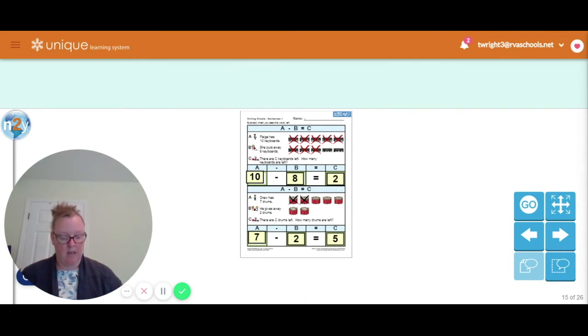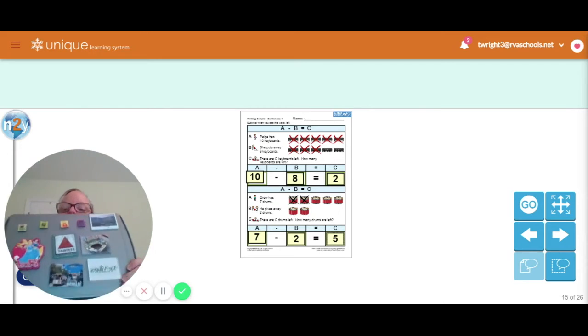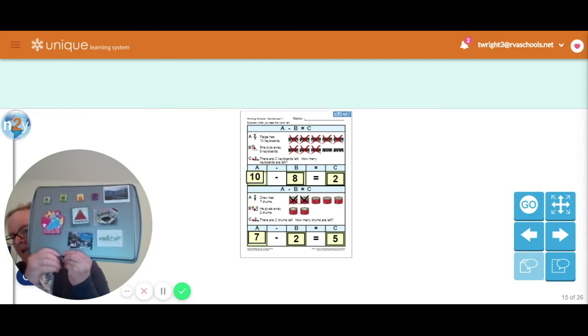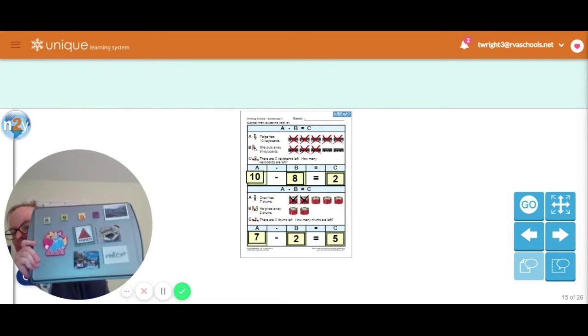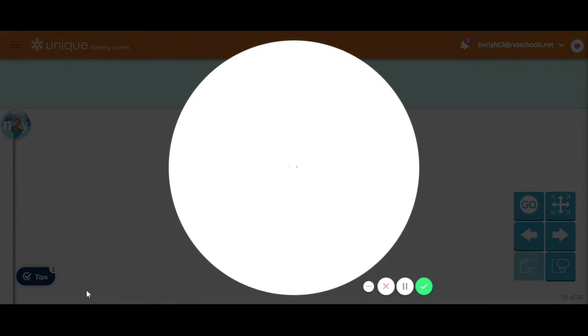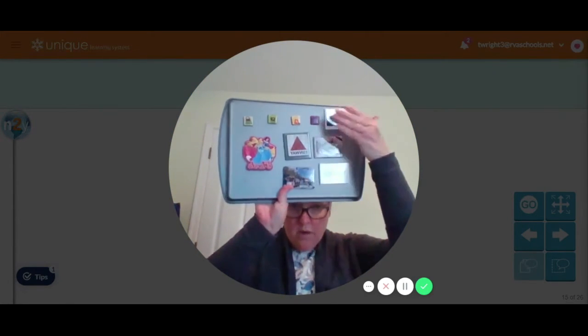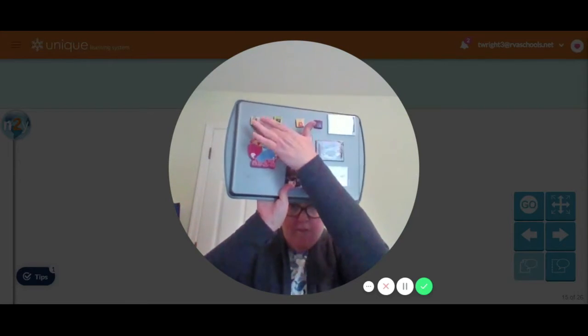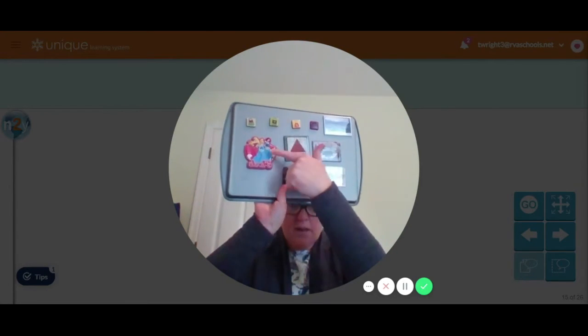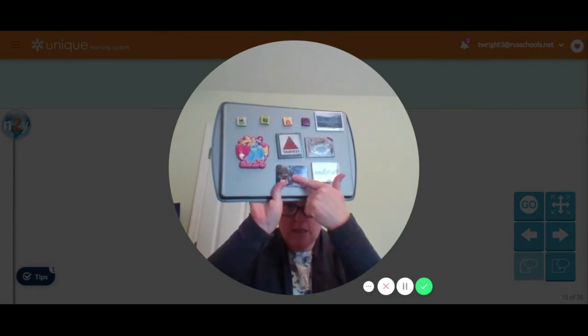So I'm going to take my 10 magnets, place them on my board so you can see them. All right, here we go. The first one was 10, take away 8. So we have 10 magnets. I'm going to make myself bigger. Here we go. Ready? 10 magnets. 1, 2, 3, 4, 5, 6, 7, 8, 9, 10.